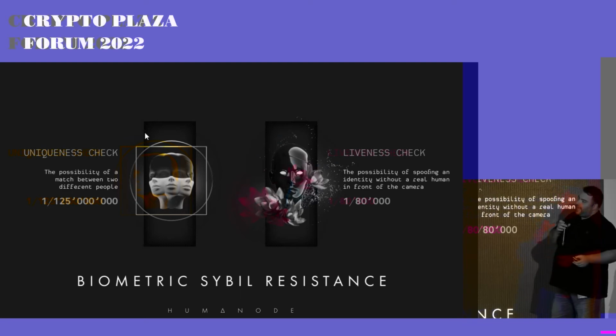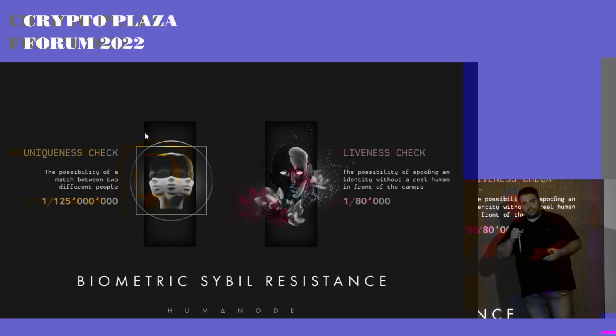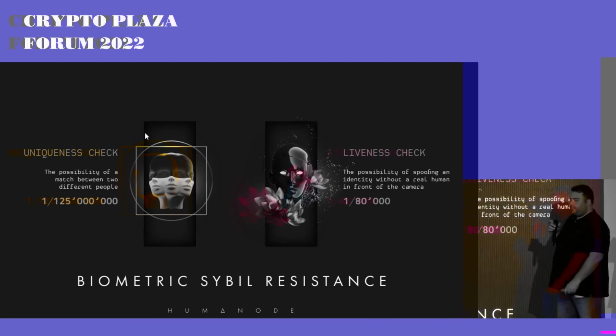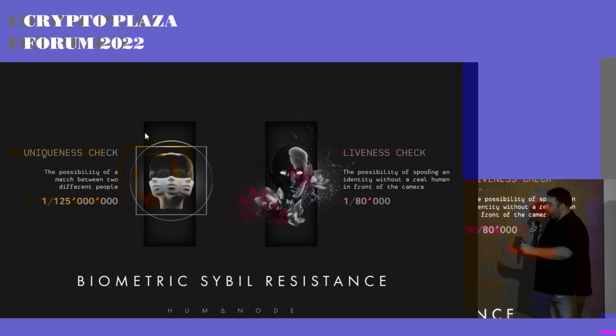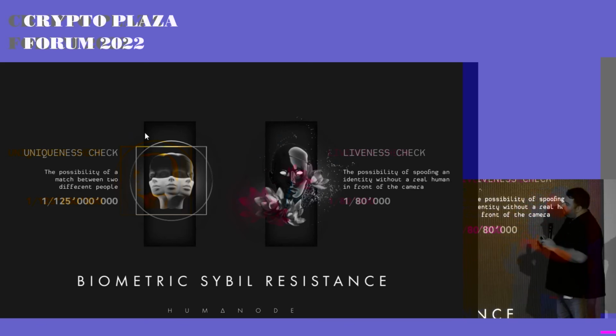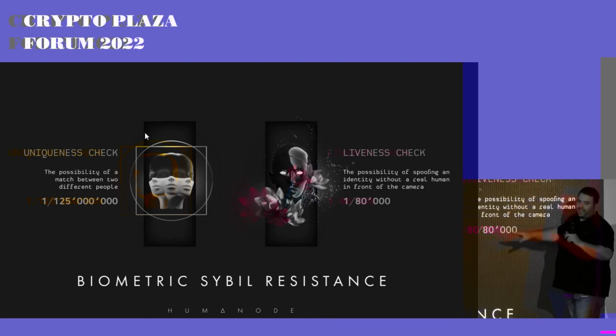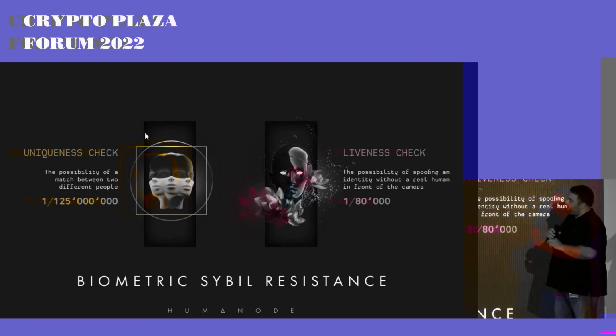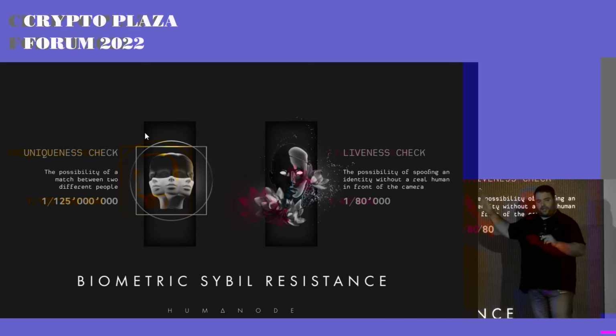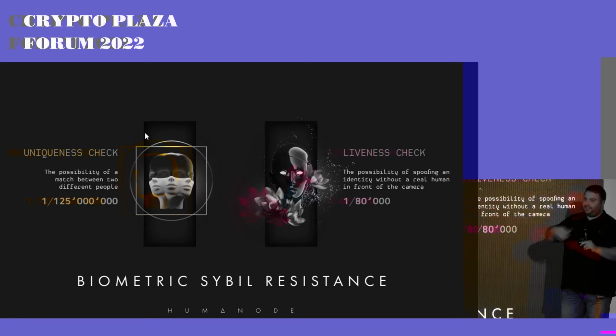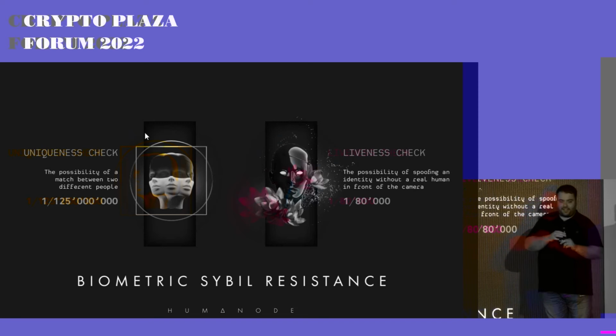To understand how the biometric side works, you have to dig into the machine learning modules behind it. One is called the uniqueness check, the other the liveness check. Well, actually it's called search and matching operations, but whatever. With the technology you have right now, the probability of an error when you go through biometric verification is 1 in 125 million tries.